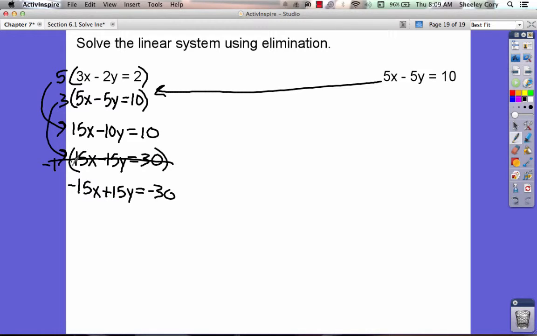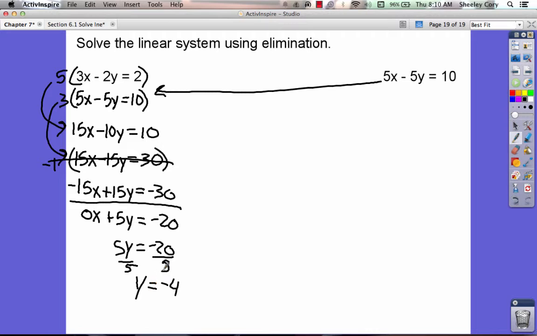So now I can add these together. 15x and -15x is 0x. -10 and 15y is going to be positive 5y. And 10 and -30 is going to be -20. The x's don't matter now. We have 0 x's, so we can get rid of that. That's 5y equals -20. Divide by 5 on each side, and y equals -4.